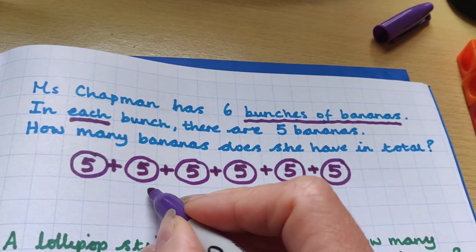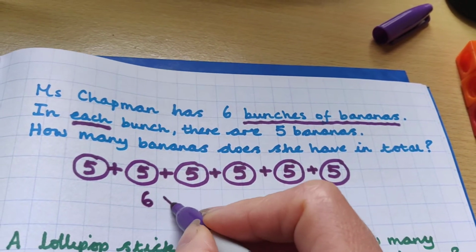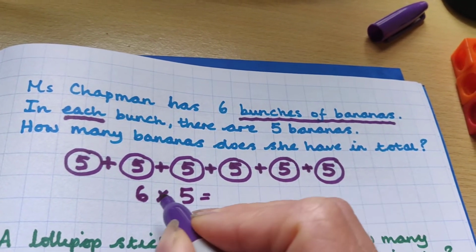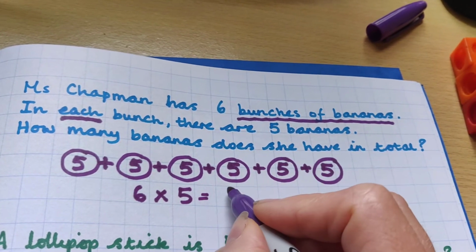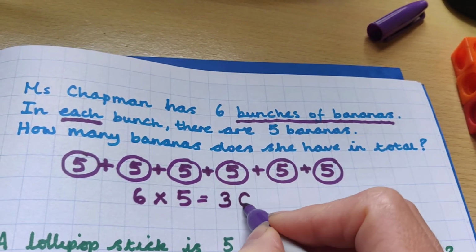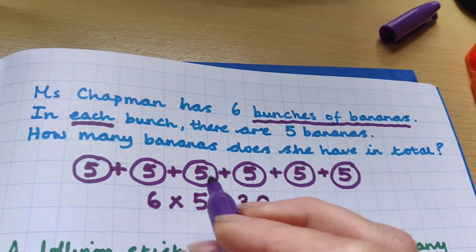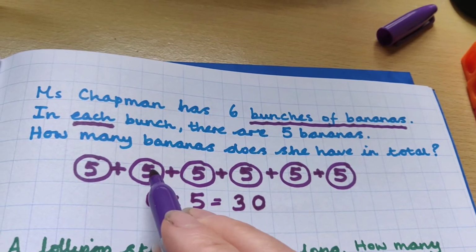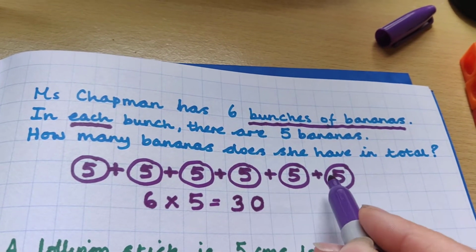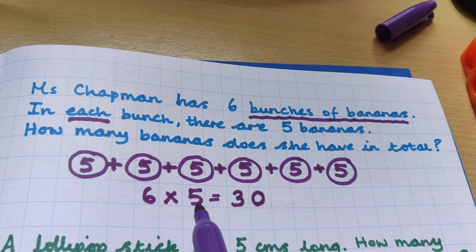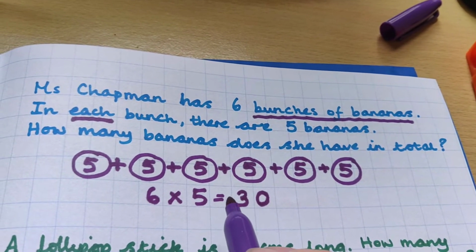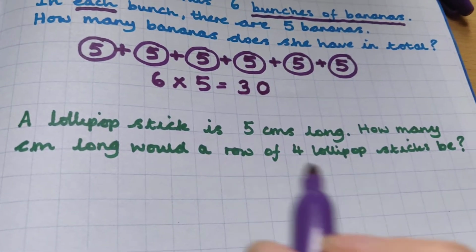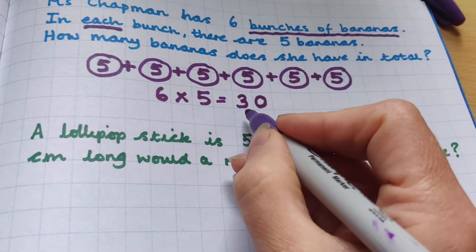I've got 6 groups of 5, because there's 5 in each group. And if I know that 6 times 5 is 30, I can answer that quite quickly. So that's why it's really important to know your multiplication. You could count up in 5 6 times, 5, 10, 15, 20, 25, 30. But if you know it really quickly, it makes that a lot more efficient. And that's why we learn our multiplication times tables. Let's look at the next one. So altogether in total she has got 30 bananas.